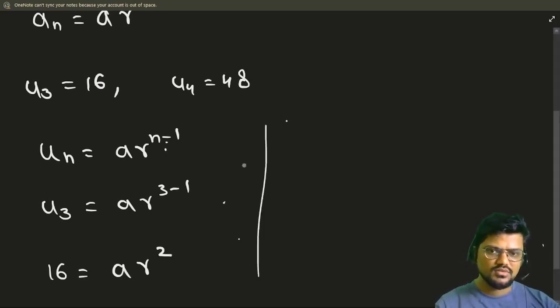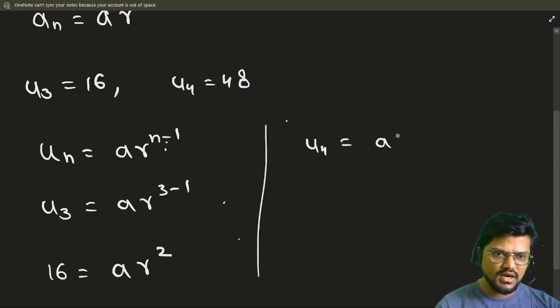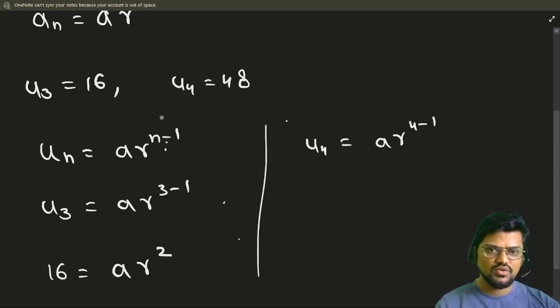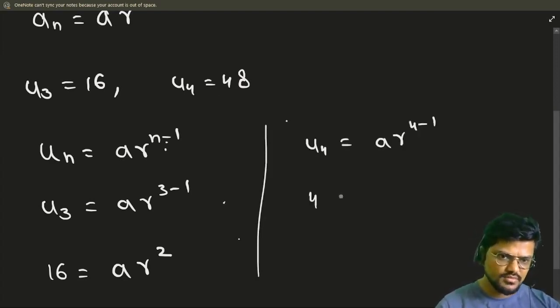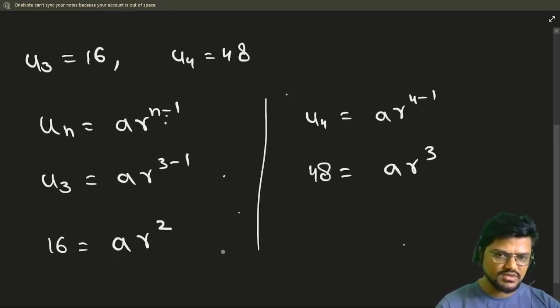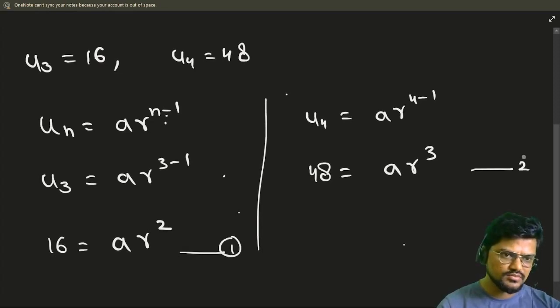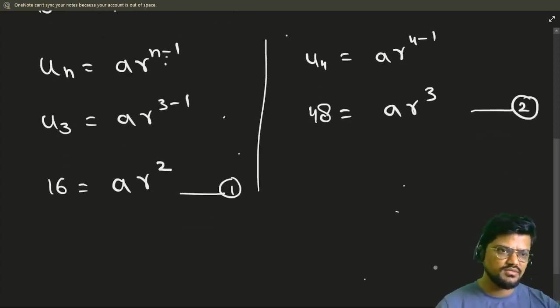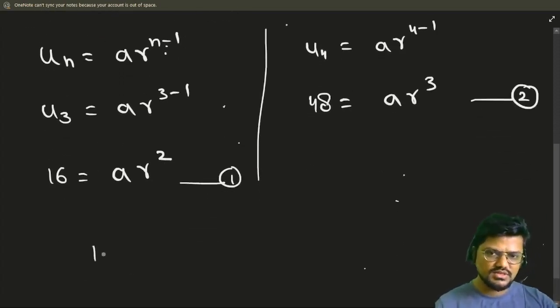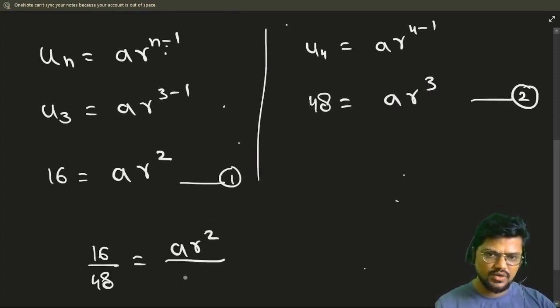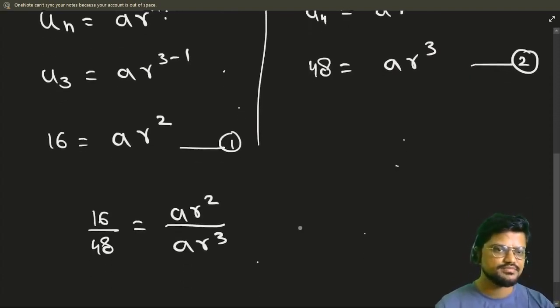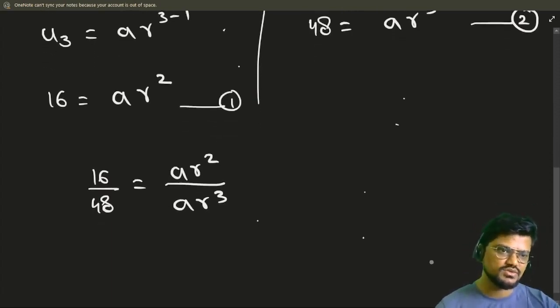Similarly, again u4 equals a r raised to 4 minus 1. But u4 is how much? 48 equals a r raised to 3. Now if I say this is my equation 1 and equation 2, if I divide both the equations, dividing 1 and 2, so that is 16 upon 48 equals ar square upon ar cube. Can I write this? Yeah. Now dividing both of them, you'll get the ratio.